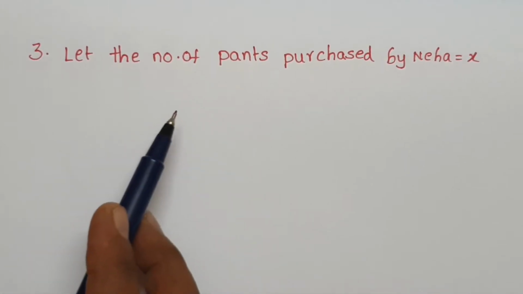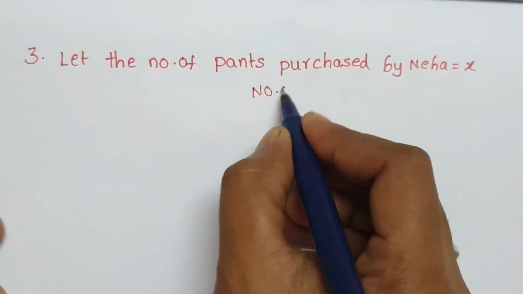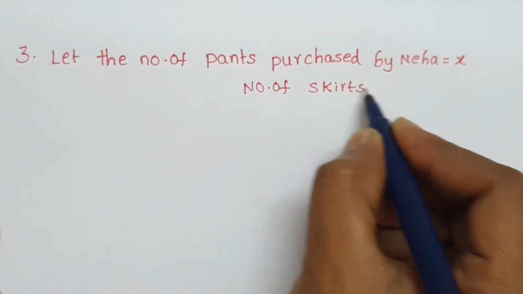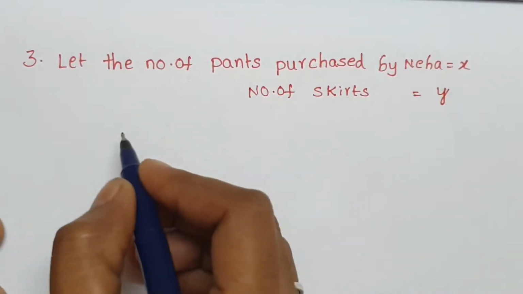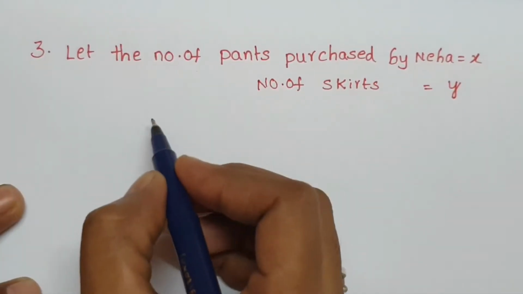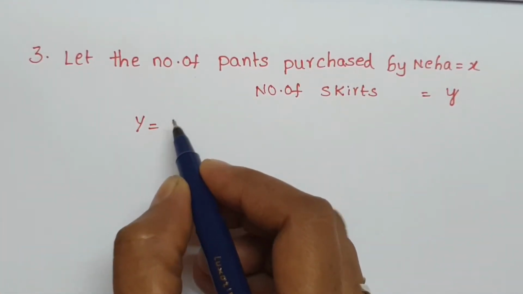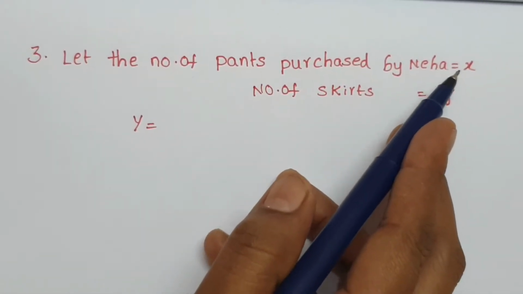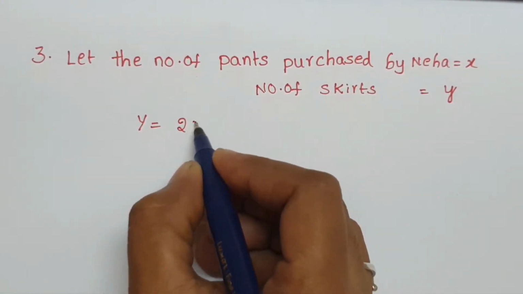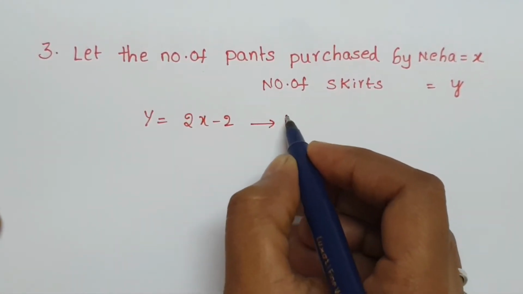Answer. Let the number of pants purchased by Neha be x. Let the number of skirts be y. According to the statement given by Neha to her friend, y equal to 2 times the pants, which means 2x, and 2 less than means minus. So according to the problem, y equal to 2x minus 2. This is equation number 1.